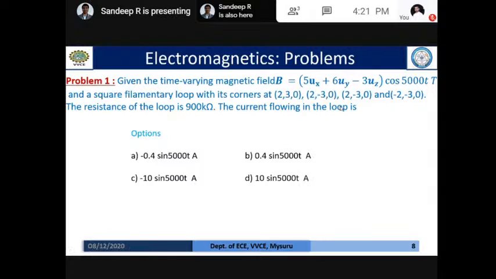Different options are given: option A is minus 0.4 sine 5000t amps, option B is 0.4 sine 5000t amps, and the others are minus 10 sine 5000t amps and 10 sine 5000t amps. So we'll see how to calculate this. Vector B is given here, the points are given, and the resistance is given.